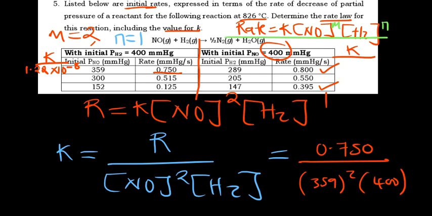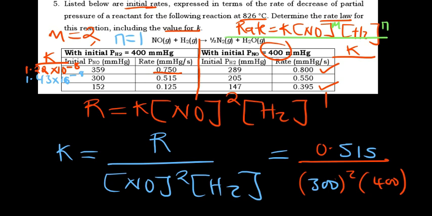If I go for the next one, the rate became 0.515. The nitrogen dioxide became 300, and we know it was constant for the other part. So let me punch that on the calculator: 0.515 divided by 300 squared times 400. That gives 1.43 times 10 to the power negative 8. So I've seen that these values are close.